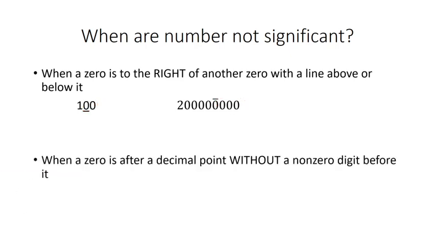When a 0 is after a decimal place without a non-zero digit before it, right? So that means all these zeros here, all of these are not significant. This number only has 1, 2, 3, 4 significant digits, right? All those zeros out in front, those are placeholders. They are not significant.